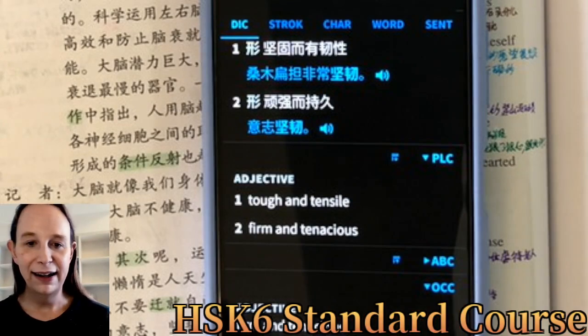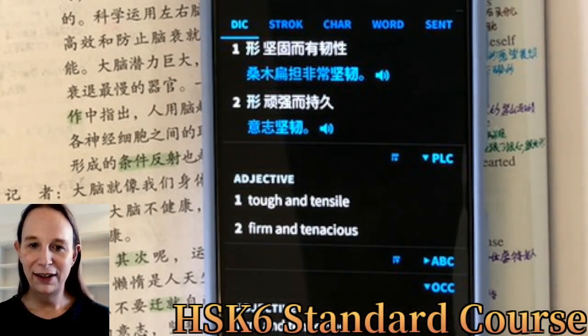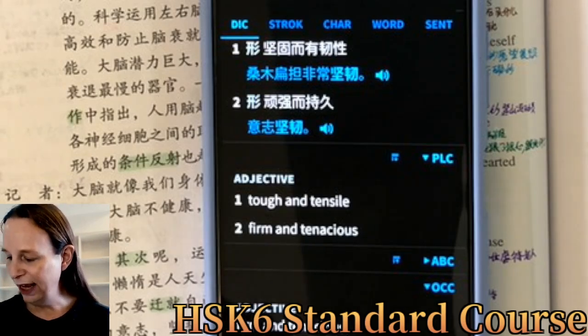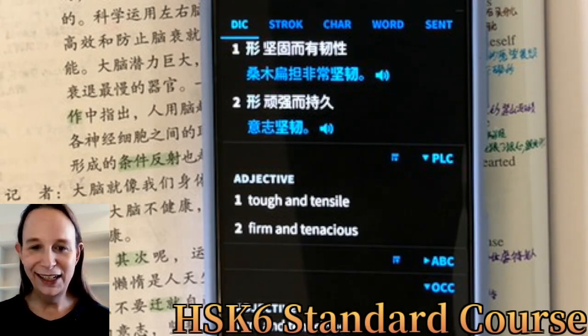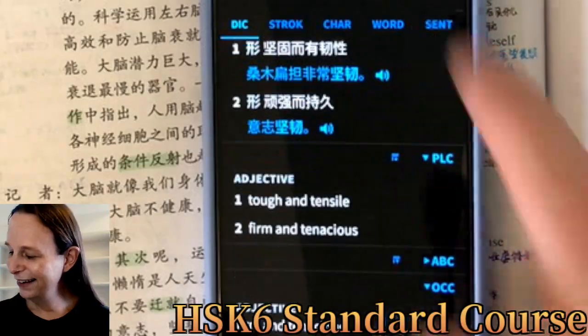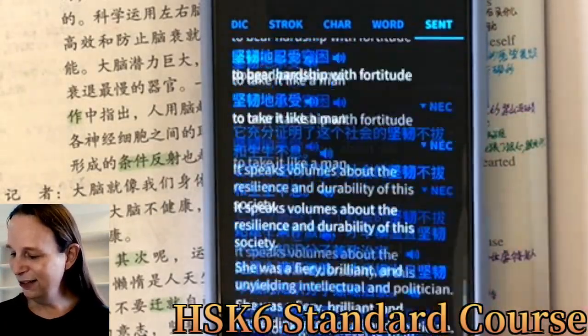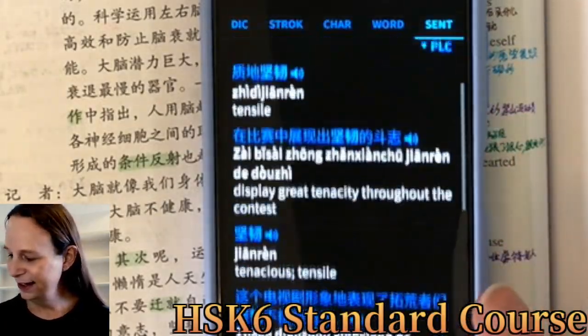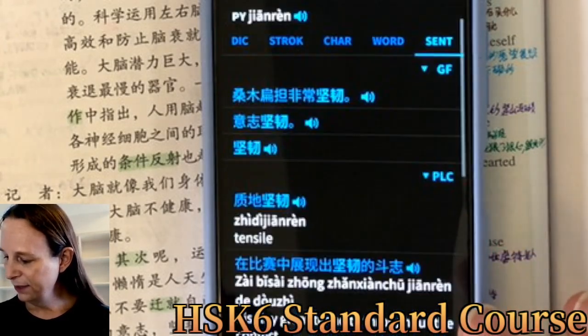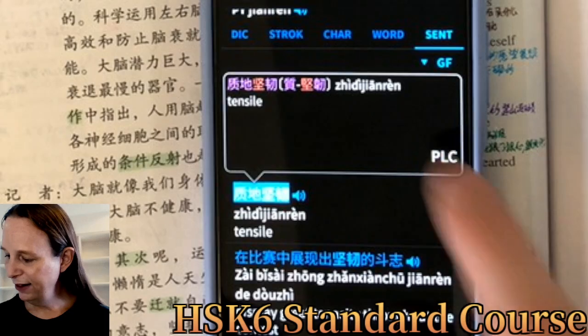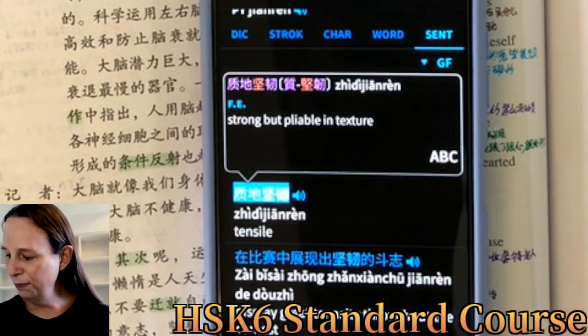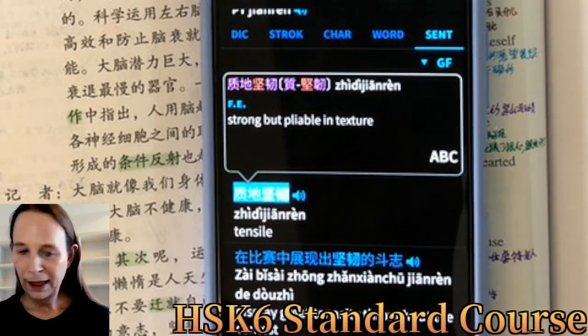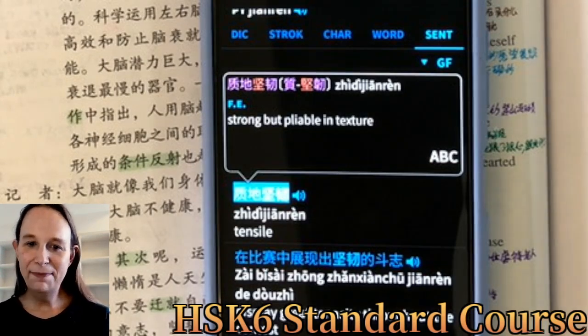顽强而持久. So stubborn and persistent. Presumably this is in a positive sense. 意志坚韧. So tenacious willpower. You wouldn't really describe willpower as tenacious in English. 坚韧. 质地坚韧, tensile. Strong but pliable in texture. Tensile. I always get these mixed up.